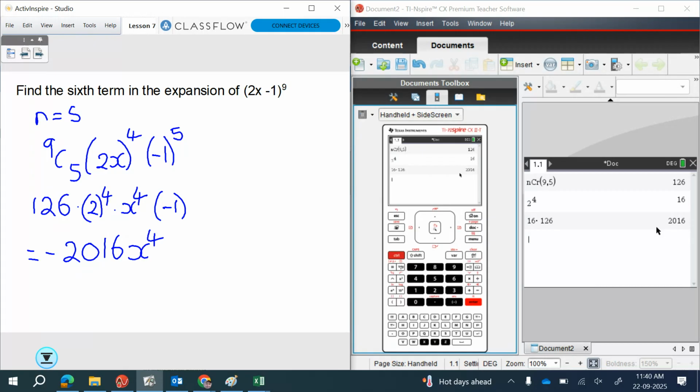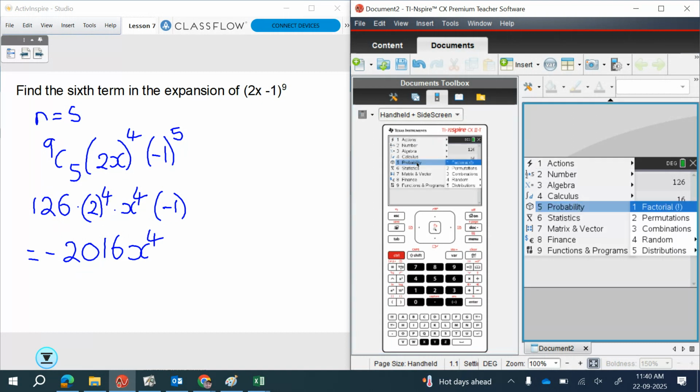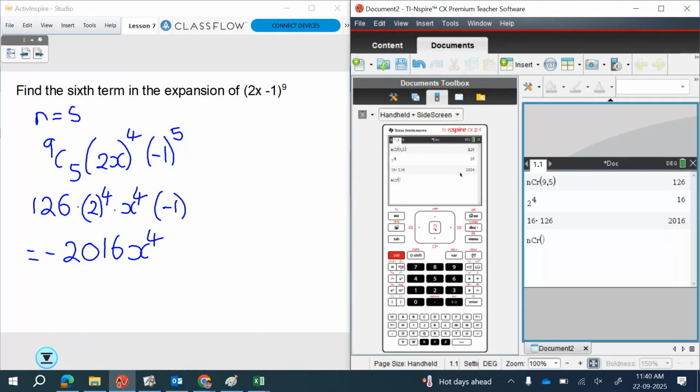What did you press on your calculator? Menu, Probability, and then C for combination. Then you put in n comma r. The comma is found down here. On your n comma r, that was 9 comma, what was it? 9 comma 5.